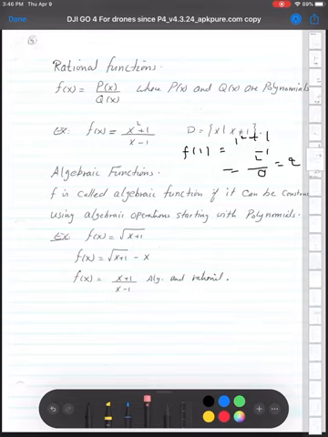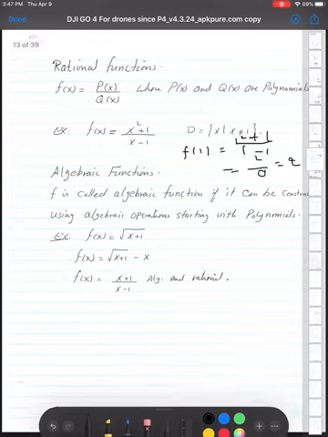I will try to erase it. Okay, try it again. 1 squared plus 1 is 2, and 1 minus 1 is 0, so 2 over 0 is equal to 2 divided by 0, and it is infinite. So that's why we cannot have x equal to 1 in the domain.